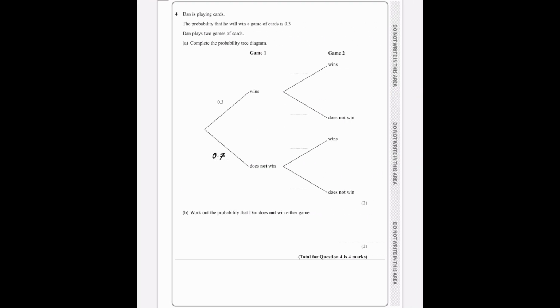Probabilities sum to 1, so we'll get a 0.7 at the bottom there, and then 0.3, 0.7, 0.3, 0.7. Probability of not winning either game, well, 0.7 and 0.7, so 0.7 times 0.7, which is 0.49.